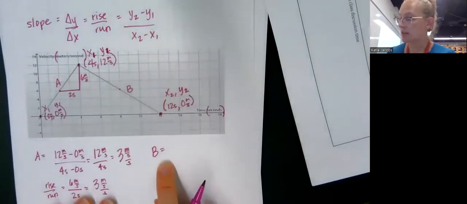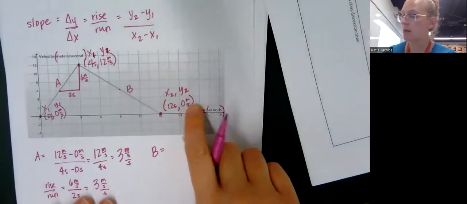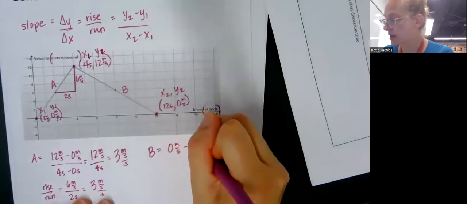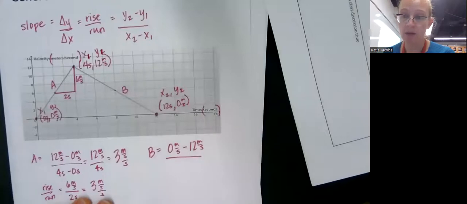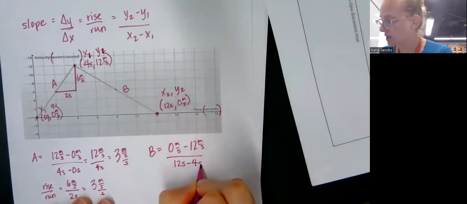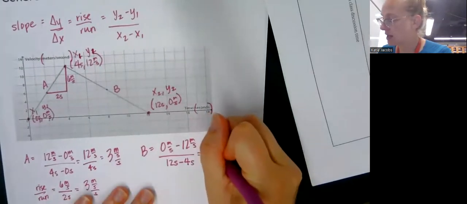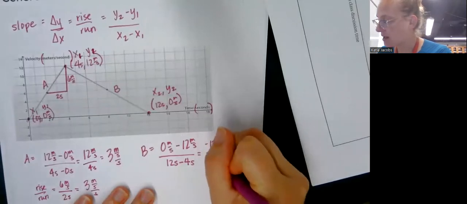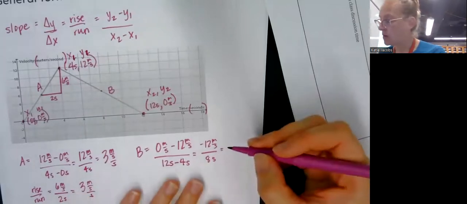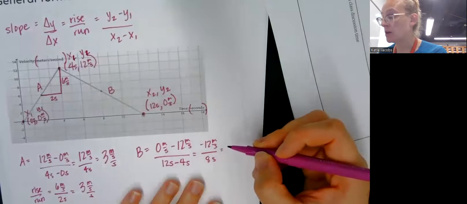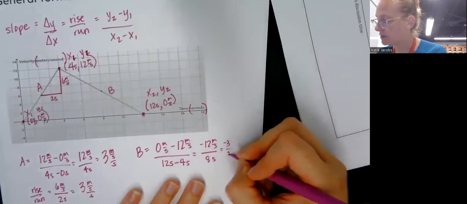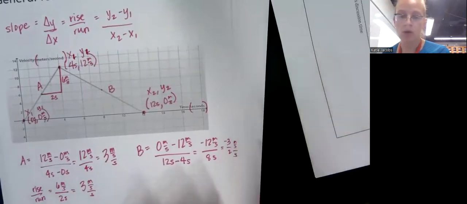So when I calculate the slope of segment B, it's going to be y2 minus y1. So 0 meters per second minus 12 meters per second. That's where that negative is going to come in, because my numerator is going to be negative, over 12 seconds minus 4 seconds. So I'm going to get negative 12 over 8, which is going to reduce down to negative 3/2, or negative 1.5 meters per second per second.